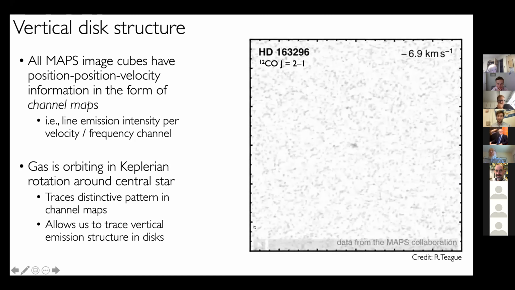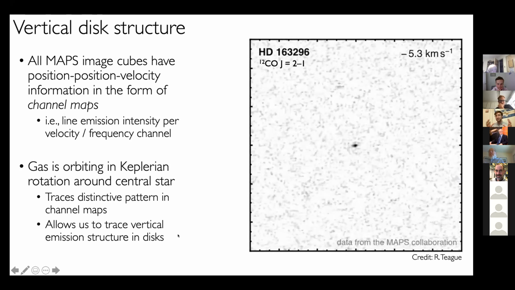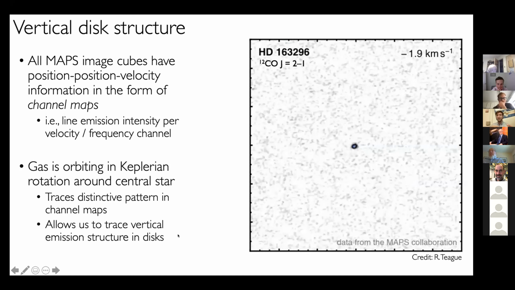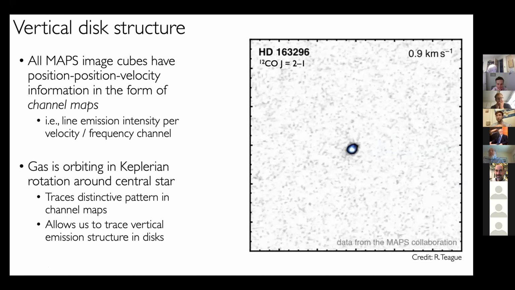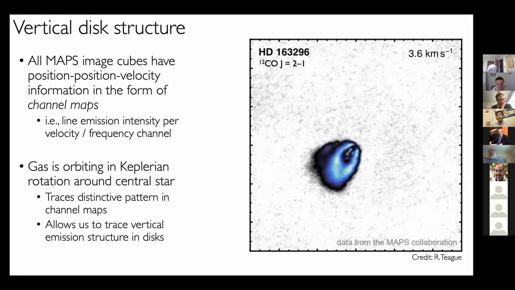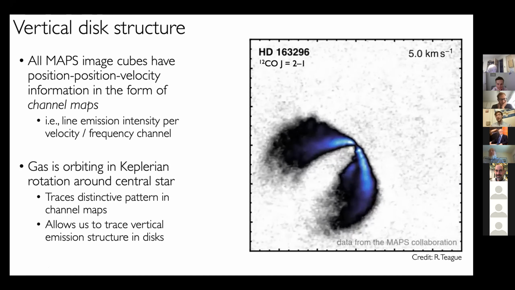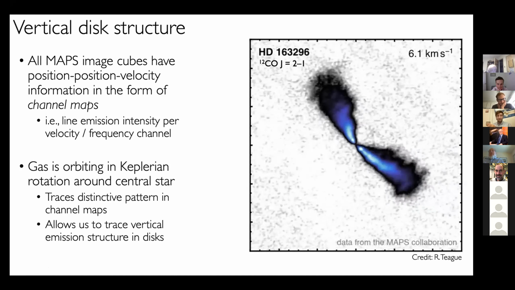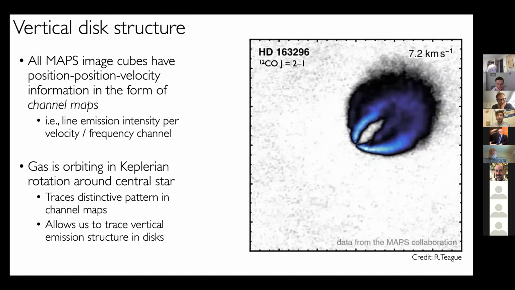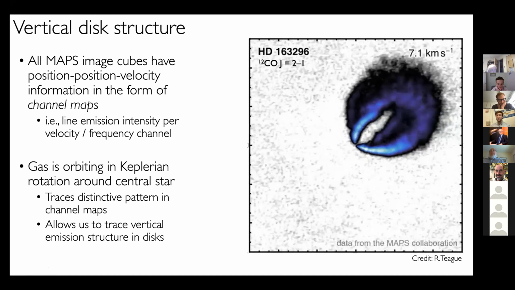And okay, I'll play it one more time. And this is because the gas is orbiting in a Keplerian rotation around the central star. And so it's tracing this very distinctive pattern, and this provides us a ton of extra information, but in terms of what I'm interested in, it gives us access to the vertical emission structure in these disks. And how we can do this is we can pick an appropriate channel.